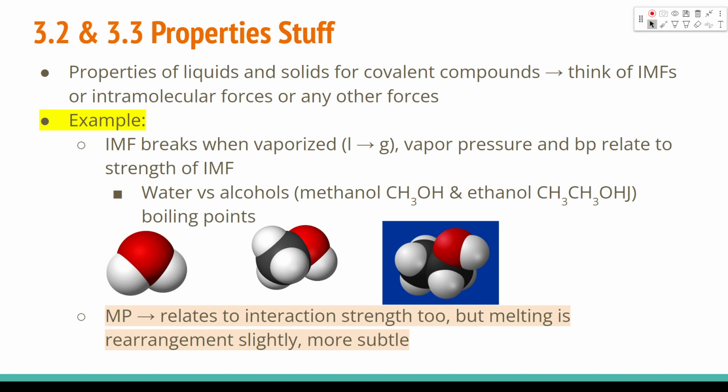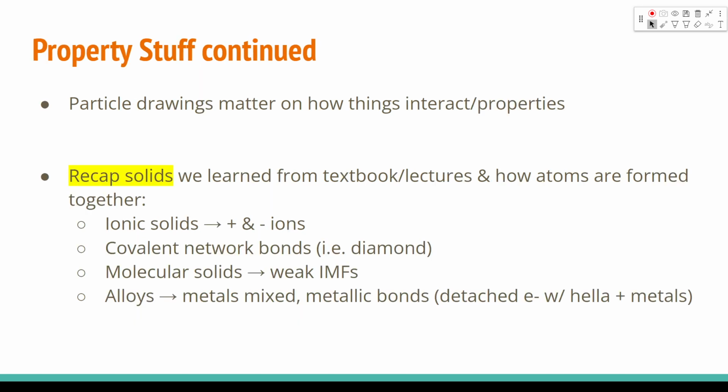It's very subtle. And I'm going to re-emphasize that in the drawing, not on the next slide, but the following slide. So property stuff, make sure you can draw those particle diagrams. I said that in 3.1. Make sure you can draw those pictures, and so we talked about these solids already.